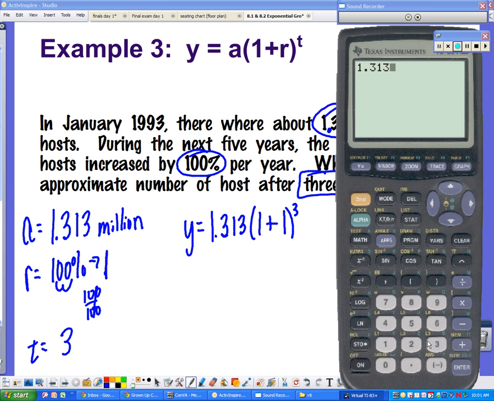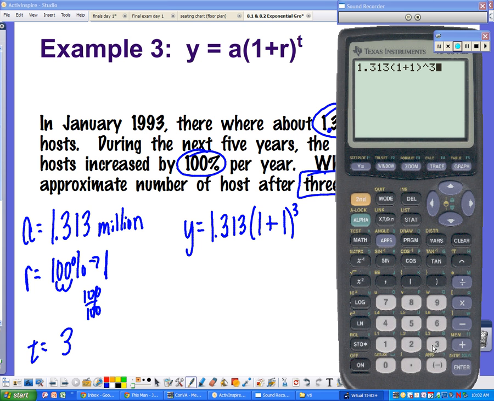1.313, parenthesis 1 plus 1, close the parenthesis. Now, if you want a power that's great, or just the squared, then you can just simply use the squared button. If you need a power, and most of the ones that you're going to do will need a power greater than 2, you're going to need to use this little caret button right here. And all you do is you just push it, and then push whatever power you want, okay?